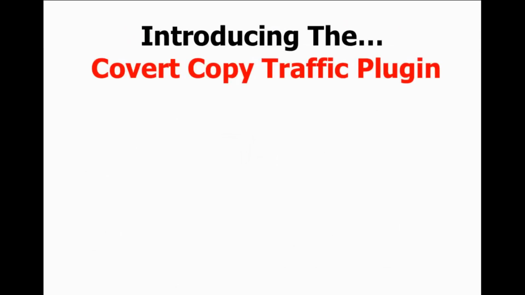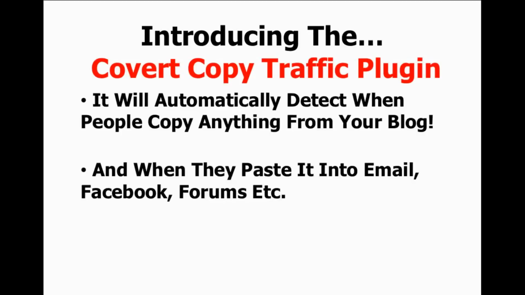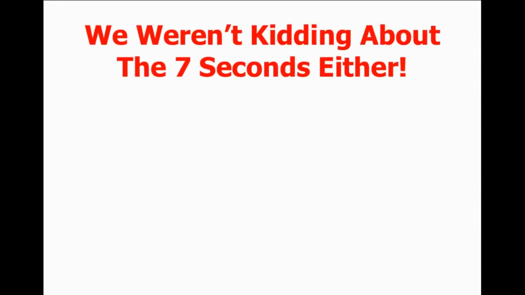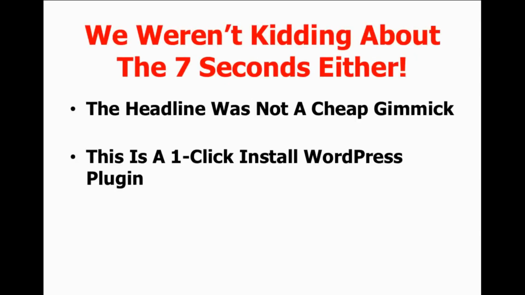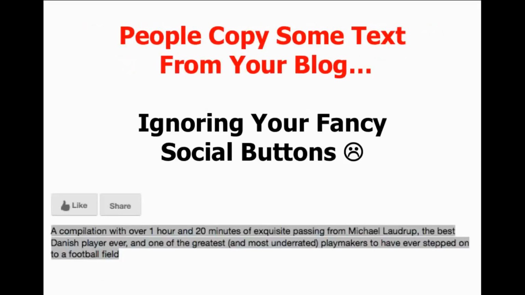And that's why we're happy and very proud to be introducing the Covert Copy Traffic plugin. It will automatically detect when people copy anything from your blog. And when they paste it into email, Facebook, forums, etc., the plugin will automatically include your link and message. And we weren't kidding about the 7 seconds either. The headline was not a cheap gimmick. This is a one-click install WordPress plugin. And here's what it does right out of the box after you activate it, without having to change any settings.